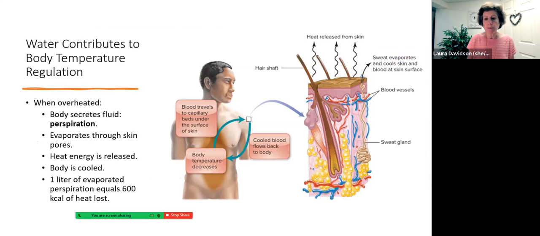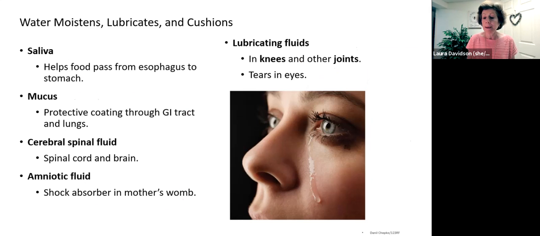We know that water contributes to our body temperature regulation. When we perspire, that evaporates through the skin and carries away heat energy. Water is also important in moistening and lubricating and cushioning. And in fact, when someone is dehydrated, you feel a dry mouth because of that. When children have a diarrheal illness, nurses ask about tear production. When they're crying, do you see tears? Because if it's severe dehydration, we can see an impact there.